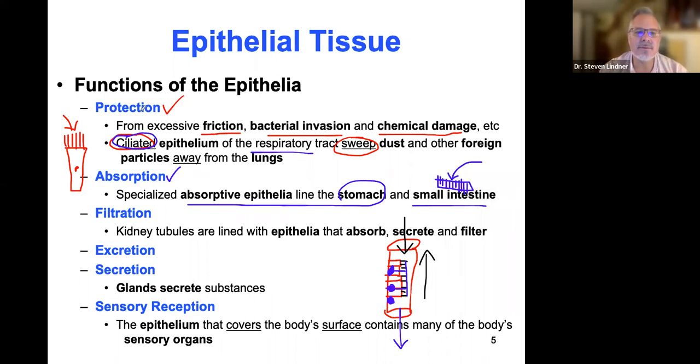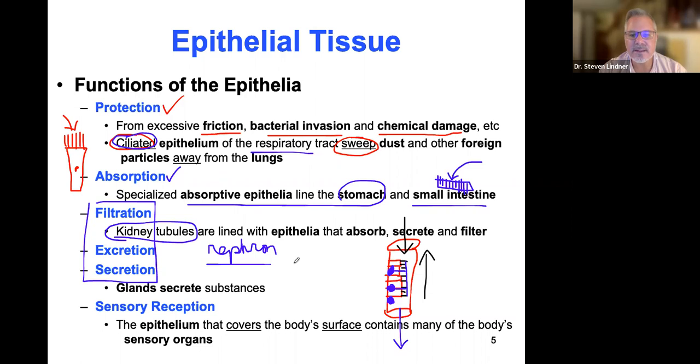So epithelium is good for protection. It's good for absorption. We find them throughout the kidneys, and the kidneys are really important to filter, excrete, and secrete. So the kidney tubules, when you get into anatomy and physiology too, and you learn about something called the nephron, is the functional unit of the kidney.